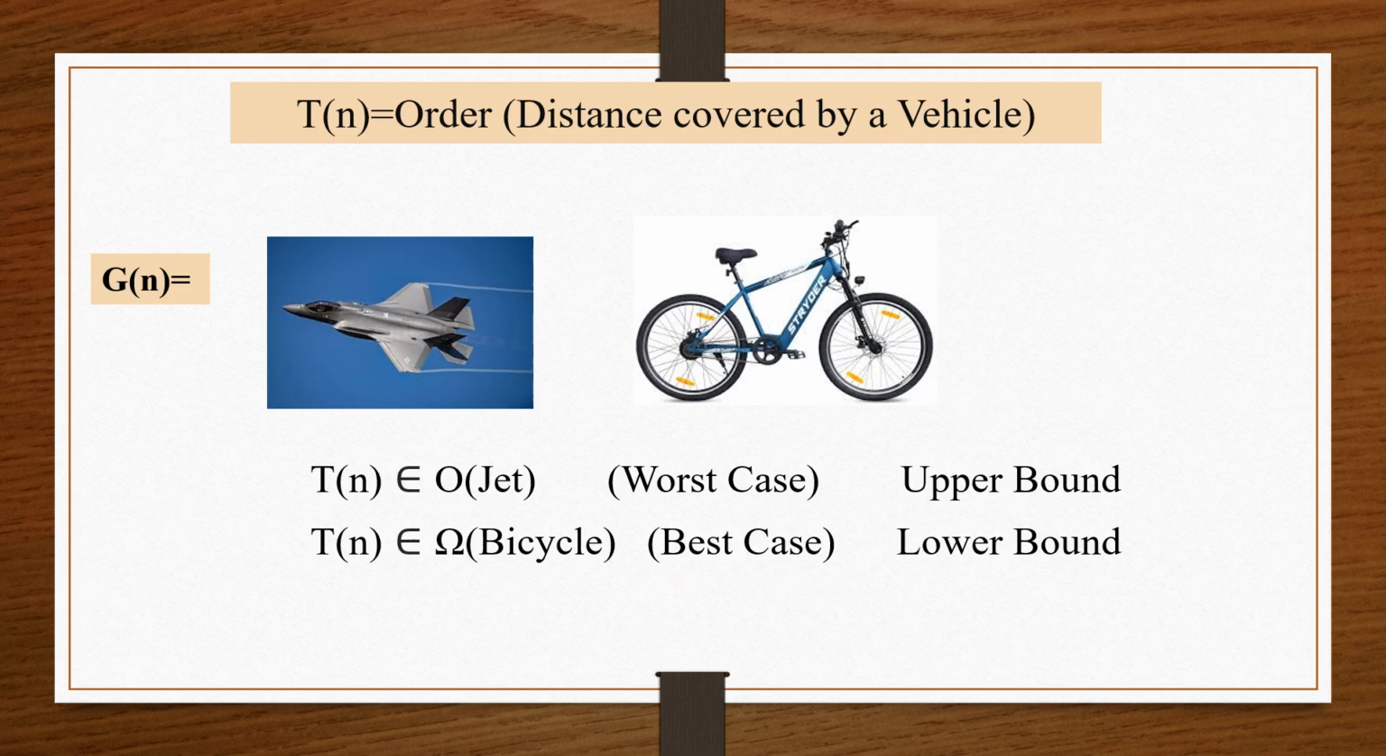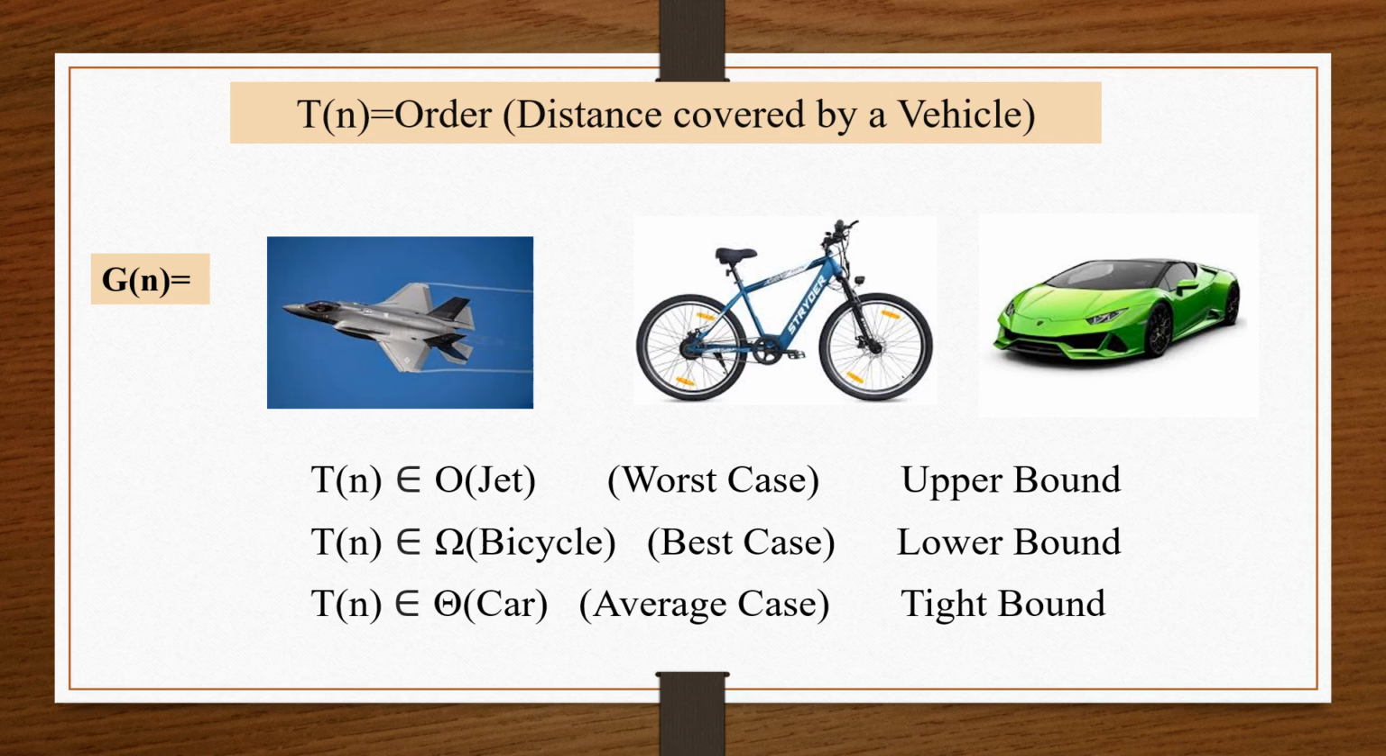We need a term to imply something which is in between these two. So smaller distance is covered by a bicycle, larger distance is covered by a jet, and somewhere in between is the average distance. So assume that we are using a car. That is represented by theta. So this is the average case, which is in between your best and your worst. And in technical terms, we call it tight bound.